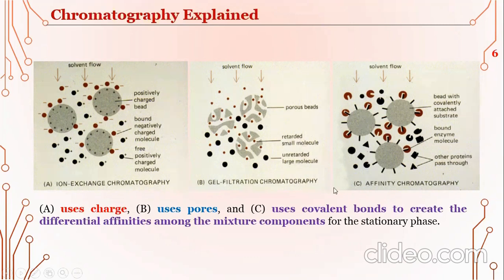Similarly, the third one is affinity chromatography. We didn't talk about these two previously. In affinity chromatography, covalent bonds are used to create differential affinities among the mixture of components for the stationary phase. These beads are the stationary phase, beads with covalently attached substances.